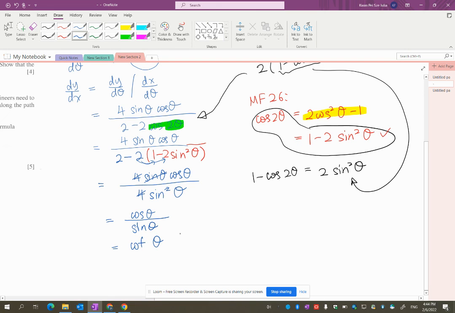So this is a show question. Whenever you have questions that require you to show an expression or show a result, please ensure that you give very, very detailed working. Do not skip any step.